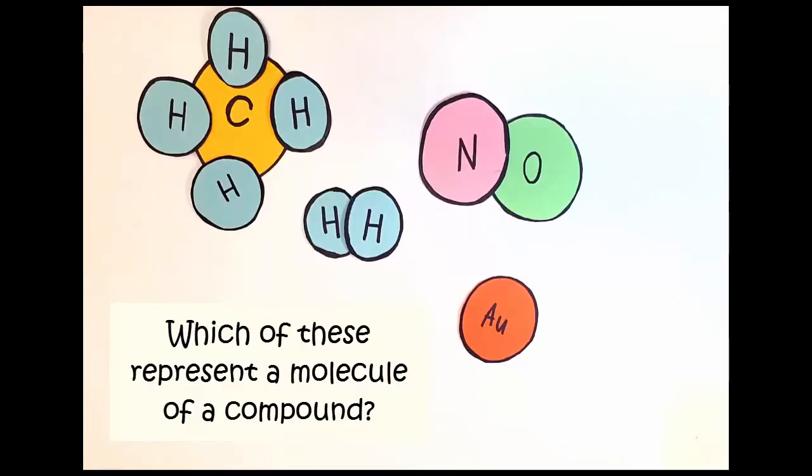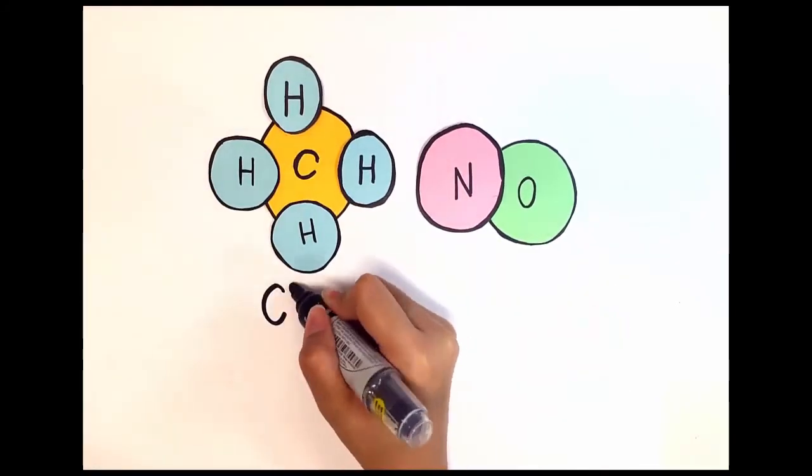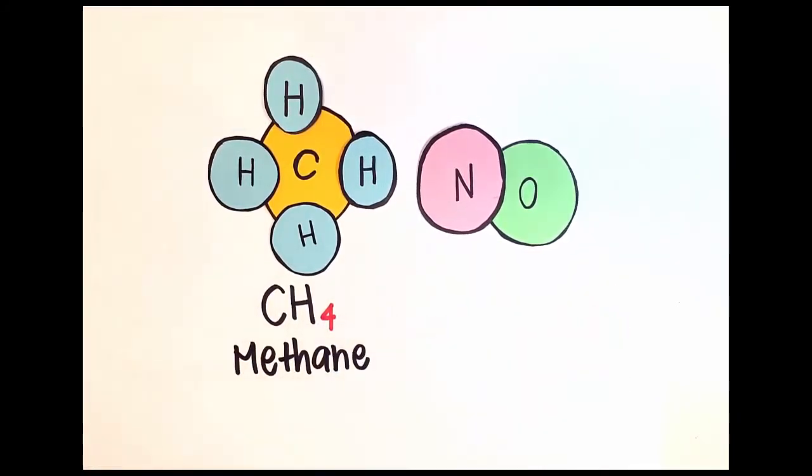Which of these represents a molecule of a compound? Excellent! These are molecules of methane and nitric oxide.